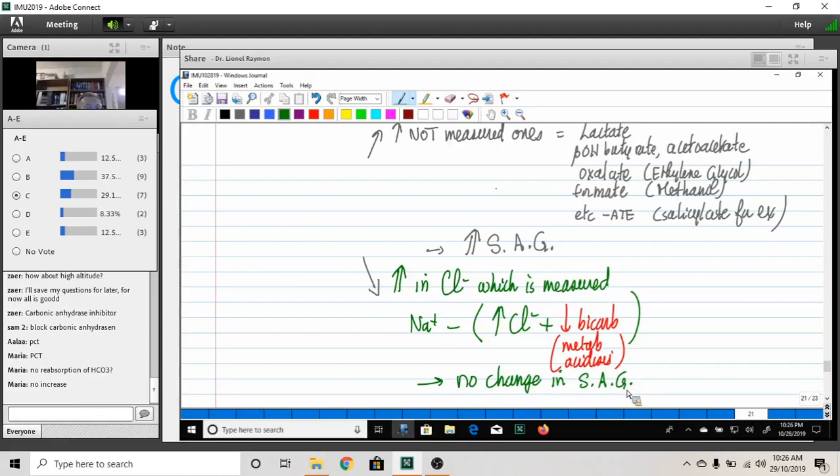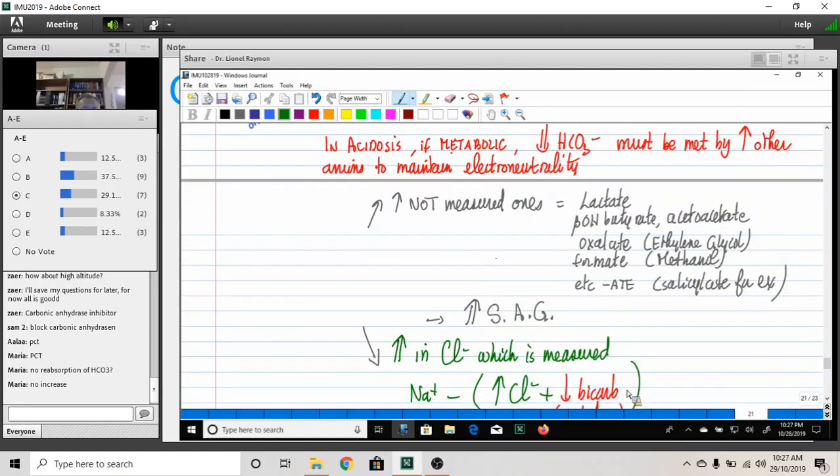Up in bicarb. If it's chloride, there's no change in serum anion gap. If it's due to other weak acidic compound like lactate in lactic acidosis, since we don't measure it, it inflates the serum anion gap.